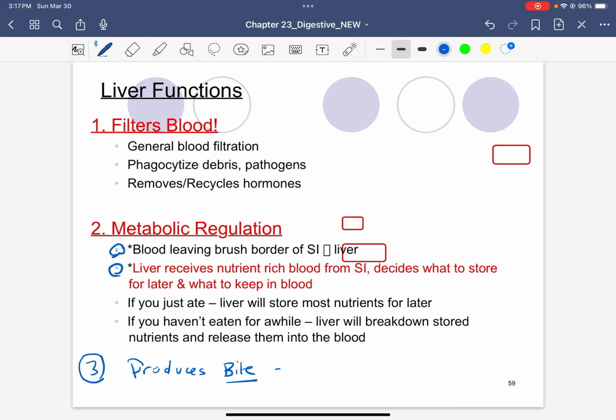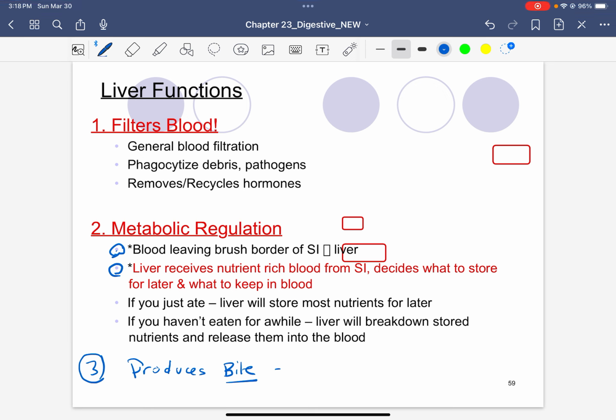In order to understand this, the first thing you need to know is, after nutrients have been absorbed through the small intestine wall into the blood. Remember, what organ does absorption of carbs, fat, and protein? Small intestine. Well, check it out. After absorption through the small intestine wall into the bloodstream, where does that nutrient-rich blood go? Liver. Always, always, always. You need to know that first.